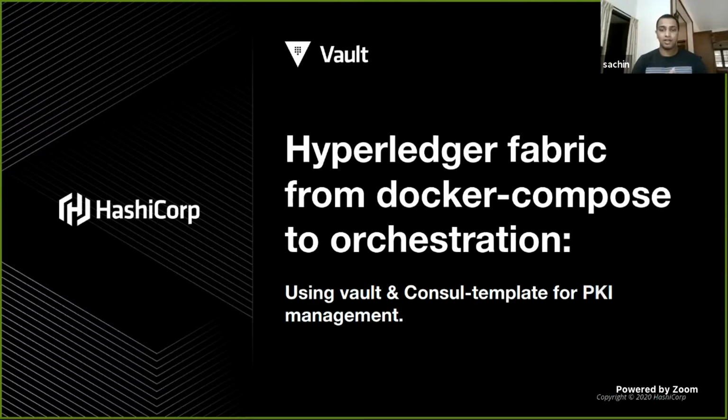I'm going to talk about Hyperledger Fabric and how we're going to use Vault. I think everyone here has encountered the situation when you have an idea and then you think up a POC, you build it out, you start the CA, get the certificates ready, and get your network up, and then you test it and everything's working fine.